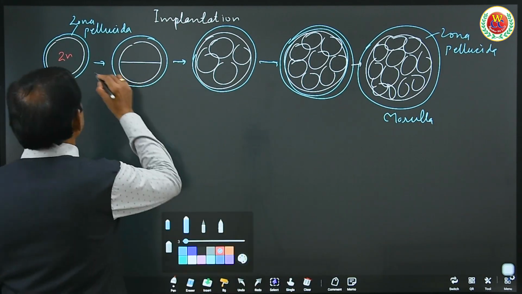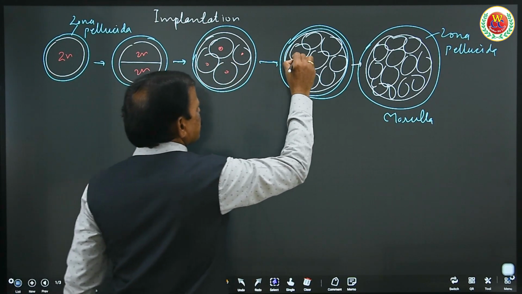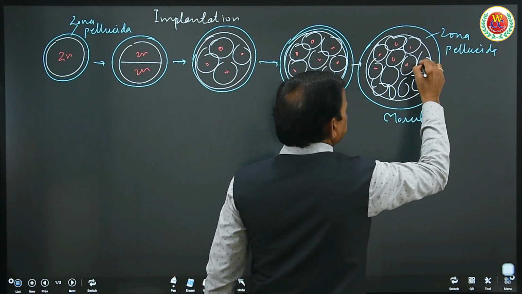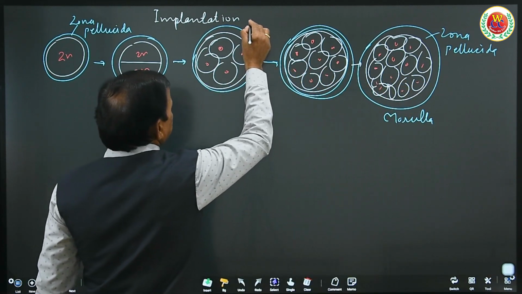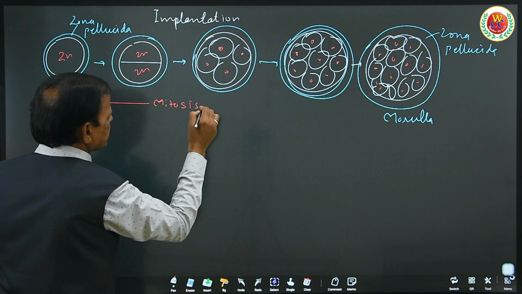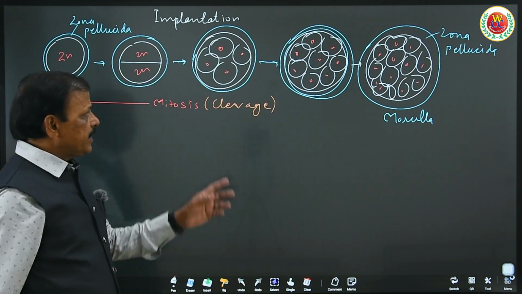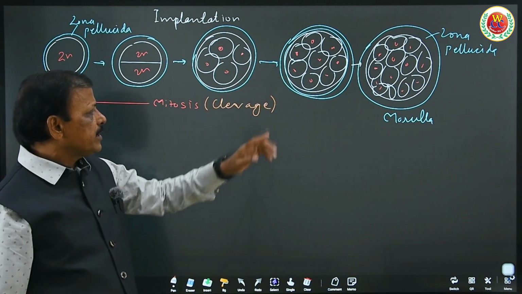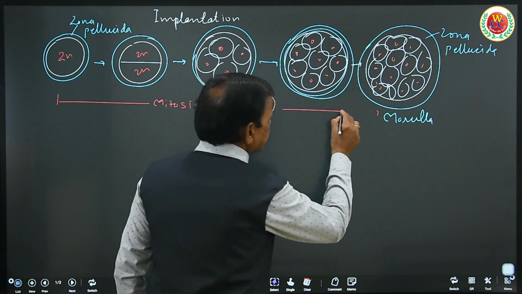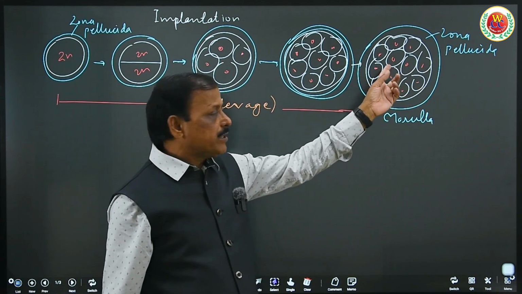Now each cell has a diploid number of chromosomes, so the nuclei consist of the diploid number of chromosomes. The cells undergo cell division by mitosis, but without growth, so this is also called cleavage. There is no increase in the cytoplasm content, only nuclear material is being increased. So this is called cleavage. Finally, the morula is produced, which gives a mulberry-like structure or solid ball having all the cells.